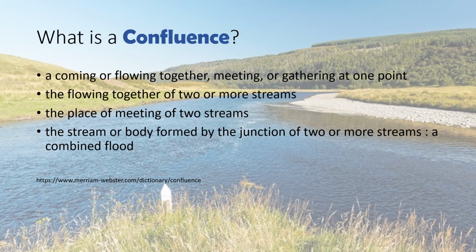We need to start our exploration of confluences by defining what we mean by a confluence. At the most basic, a confluence is a meeting or gathering at one point. When we look at confluences in aquatic systems, it is the place where two streams or rivers come together and merge, creating one larger stream or river.